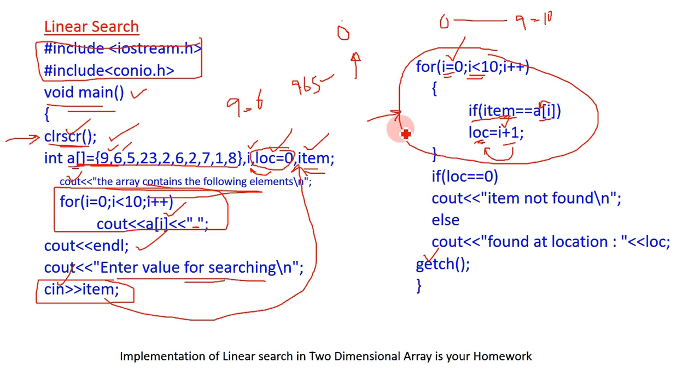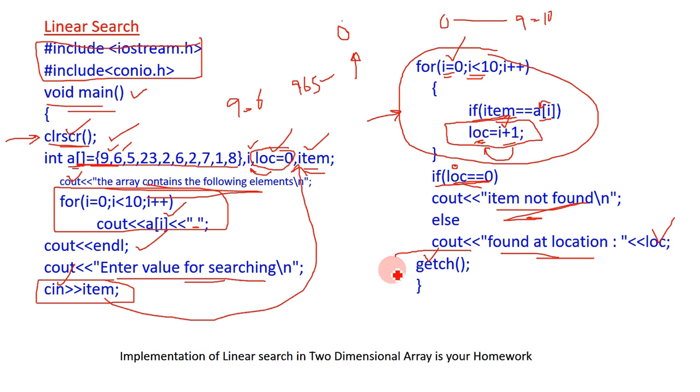When this for loop ends, it means that the LOC value will either change or not. If the LOC value is not changed, then LOC, which holds the value 0, will be compared with 0. It means that the item is not found. But if inside this for loop the LOC value changed, then the LOC value will contain the location where the item is found. So a message will be displayed to the user that the item or value is found at location LOC.